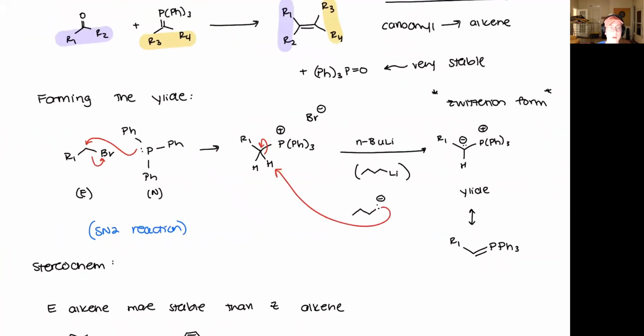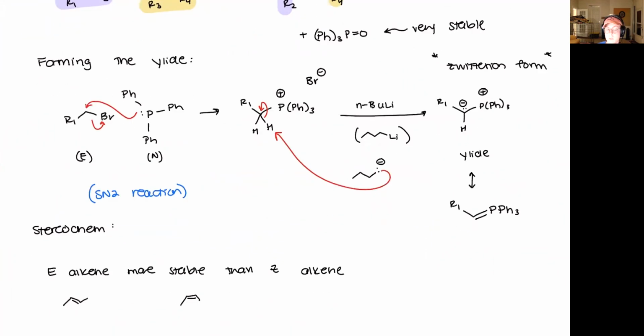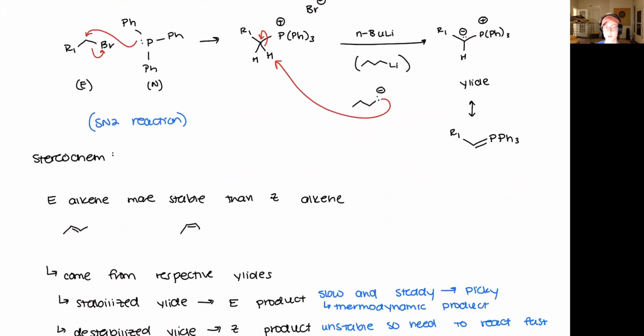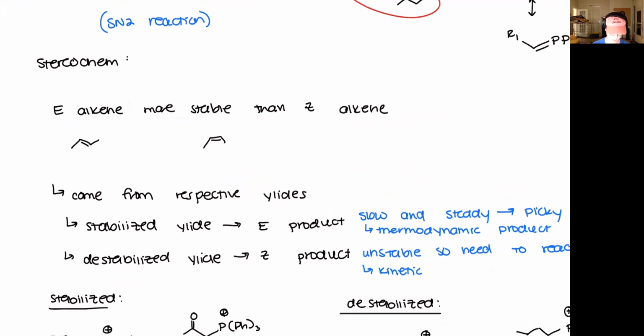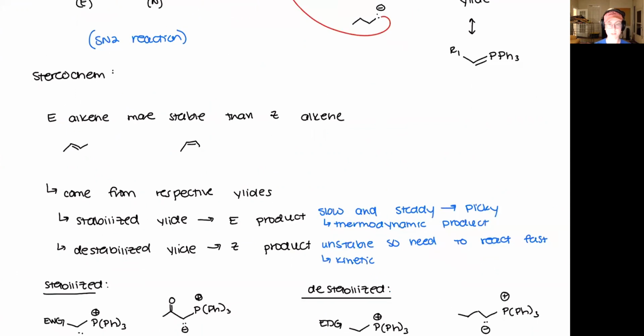The next thing that confuses a lot of students is the stereochemistry for predicting the products. We need to dive deep into what is the more stable alkene, and we need to remember that the E alkene is more stable. So if we have a stabilized ylide, we'll form the more stable alkene, and we'll see some examples. If we have a destabilized ylide, something that's not stabilized, we will get the Z alkene.